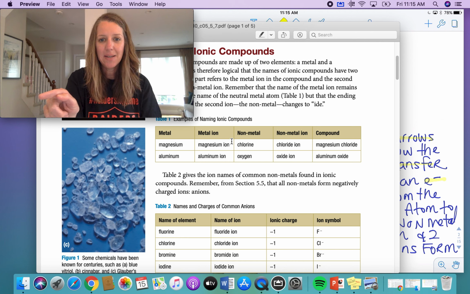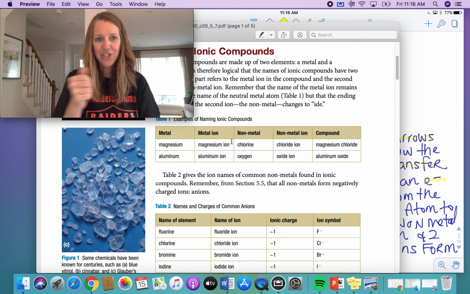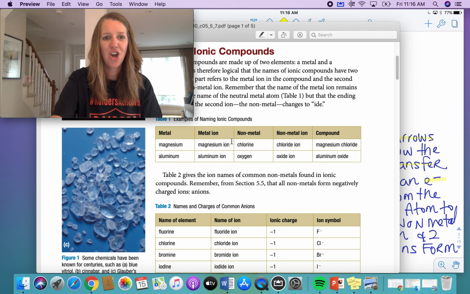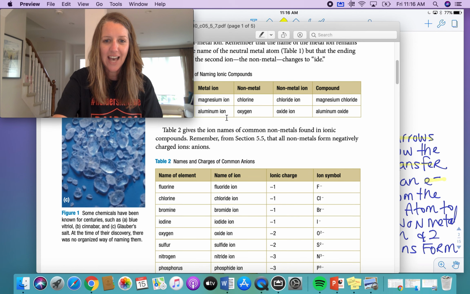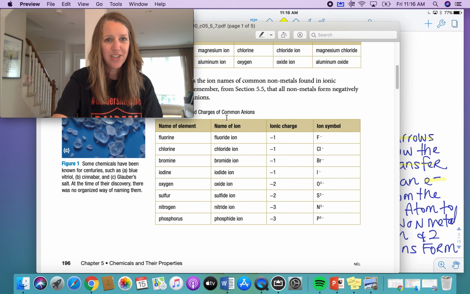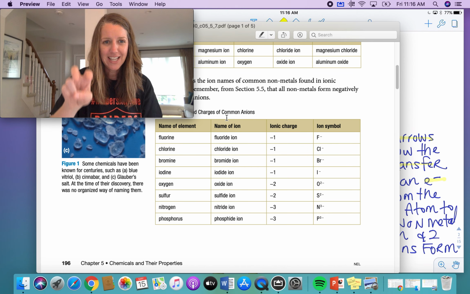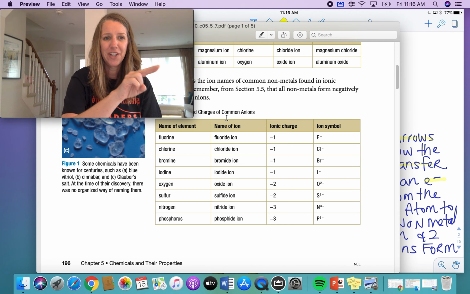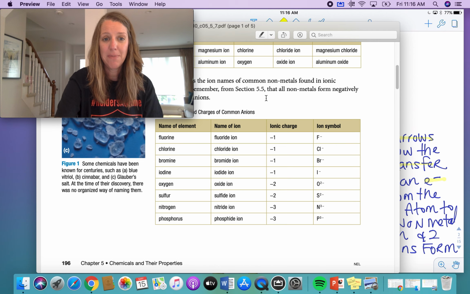Okay, so magnesium and chlorine would be magnesium chloride. Aluminum and oxygen would be aluminum oxide. All you do is add an IDE to the non-metal atom ion, which is in that particle. Okay, charges, don't memorize, just use your periodic table. The periodic table group number tells you the number of valence electrons. From the valence electrons, you figure out what the ionic charge would be, and then you put them together in a ratio that makes sense.